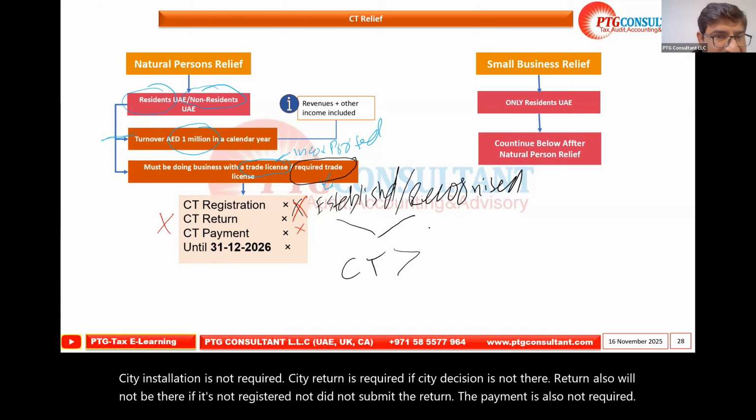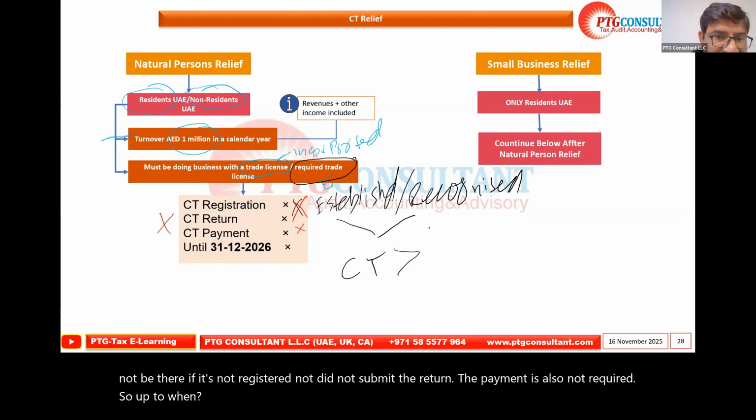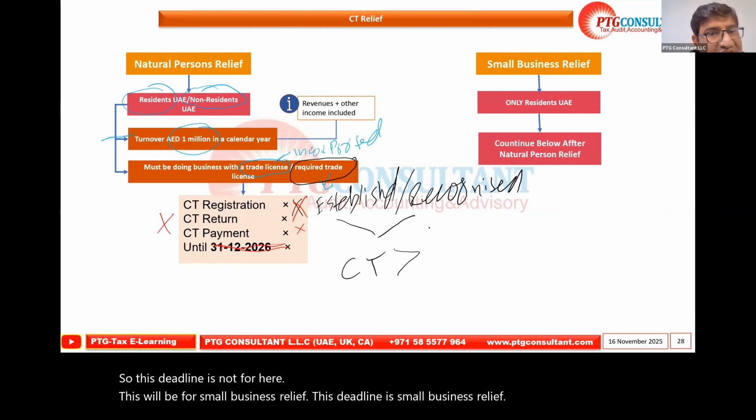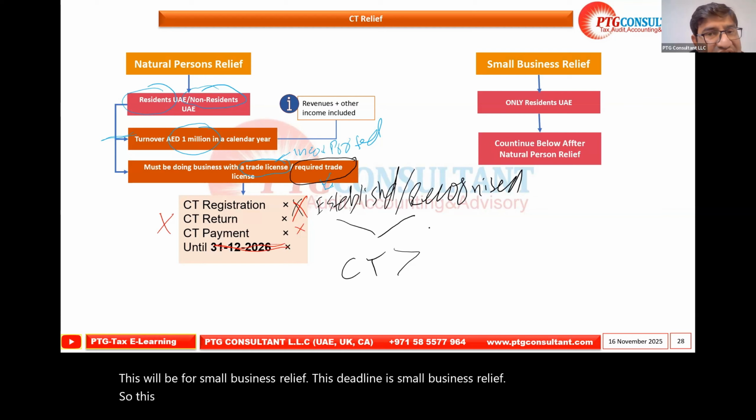So up to when? This deadline is not for here. This will be for small business relief. This deadline is small business relief. So this is the natural person relief.